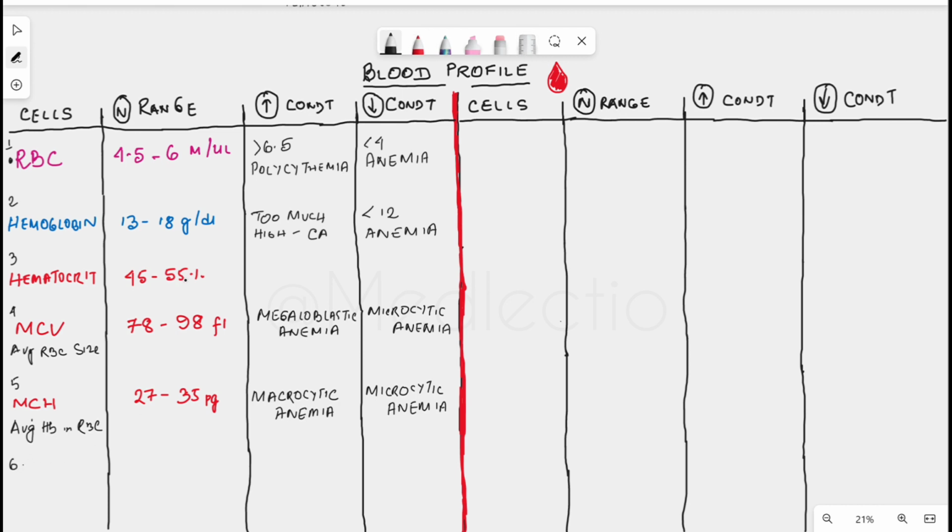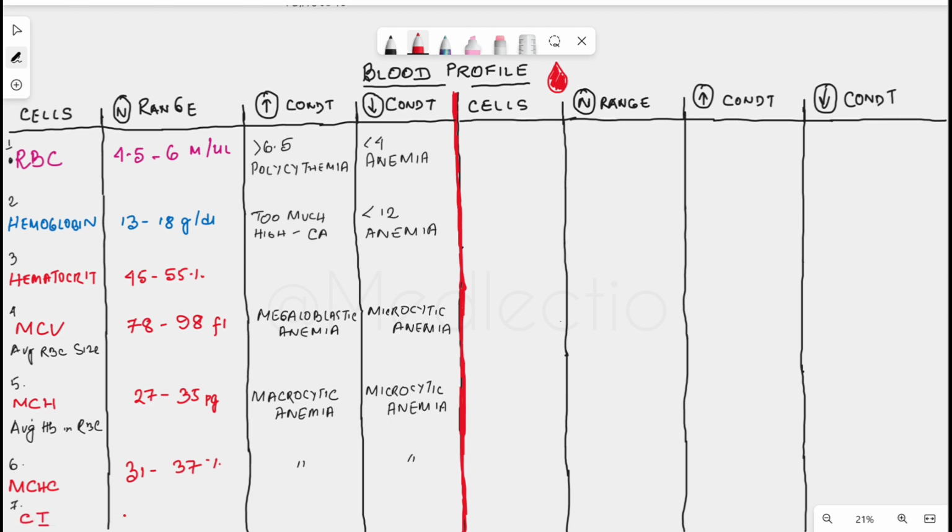And the third one is MCHC. It's the average hemoglobin per volume of RBC. For a volume of blood, it's 31 to 33 percent. Same: increase in macrocytic and decrease in microcytic. The seventh one is color index.